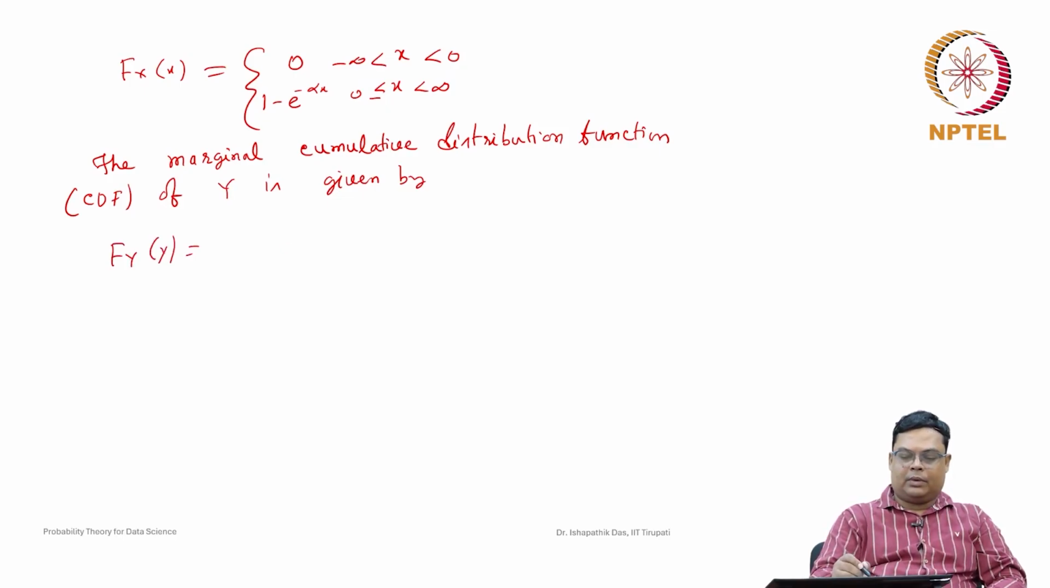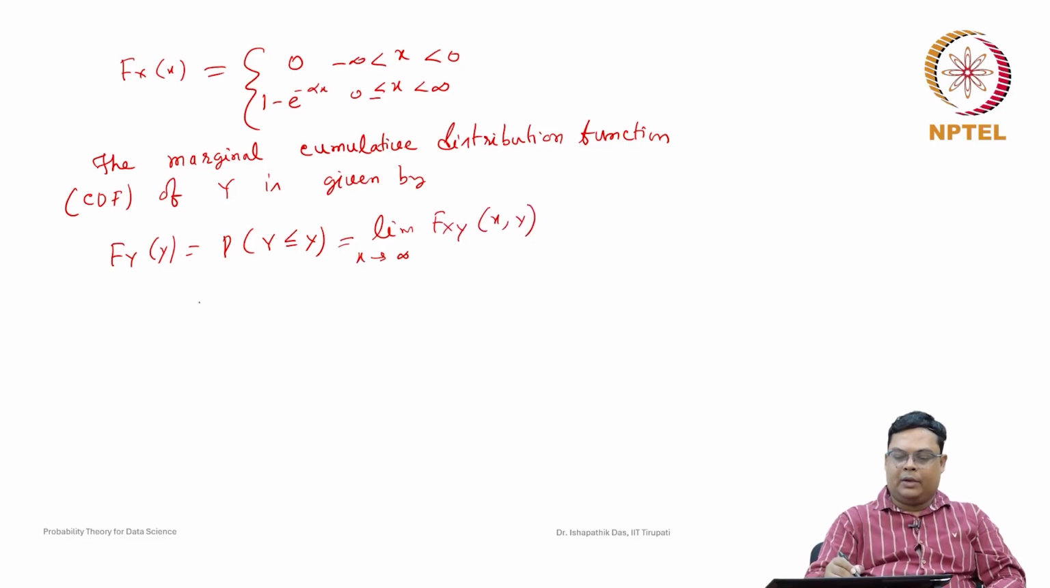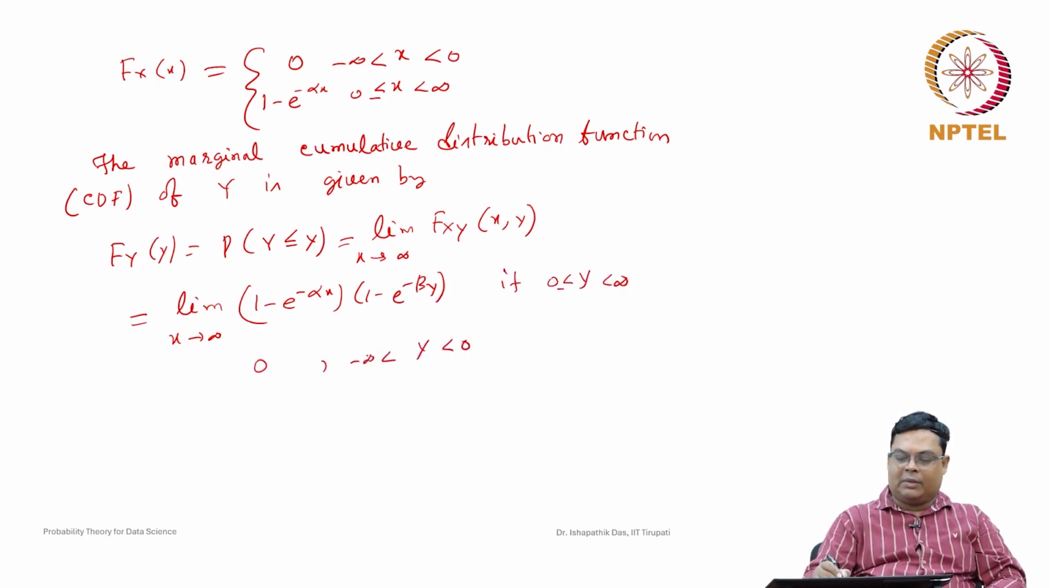So, the probability that Y is less than or equal to y is equal to the limit as x goes to infinity of F_XY(x, y). So, this is nothing but the limit as x goes to infinity of (1 minus e to the power of minus alpha x)(1 minus e to the power of minus beta y) if y is greater than or equal to 0 and less than infinity, and it will be 0 if y is less than 0, greater than minus infinity.